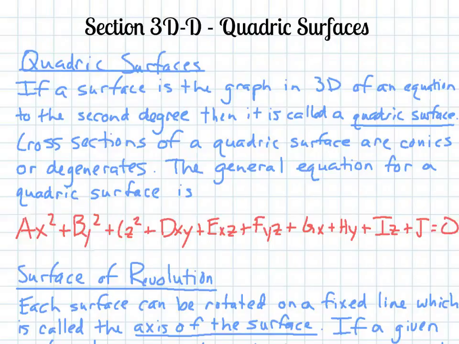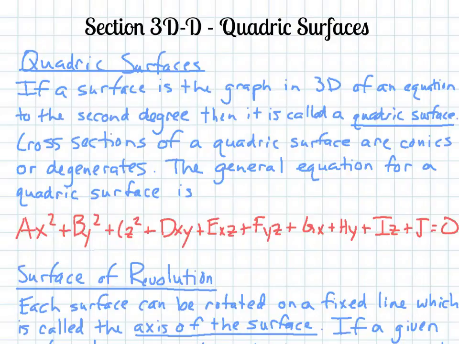Okay, so today's lesson, section 3D-D, we're talking about quadric surfaces. Now, a quadric surface is a surface whose graph in 3D is going to be of the second degree. So all your powers are to the second power, for the most part, or the highest degree is second power. That would end up being a quadric surface.